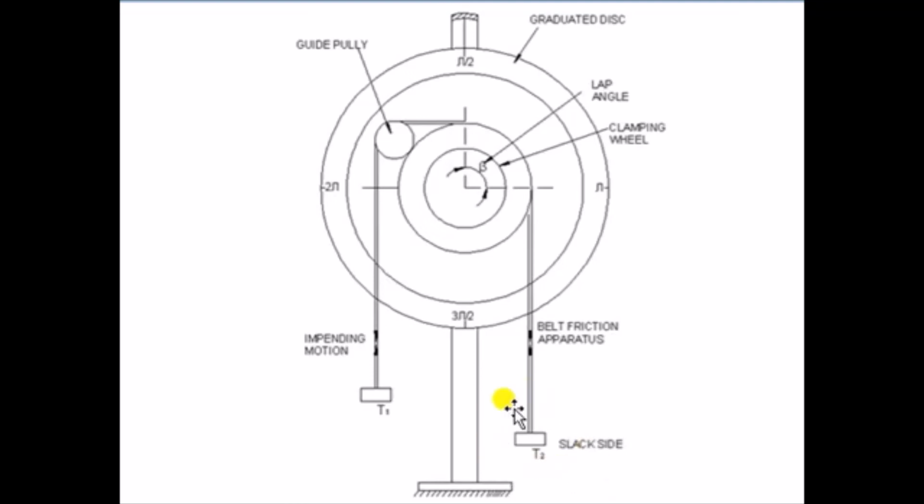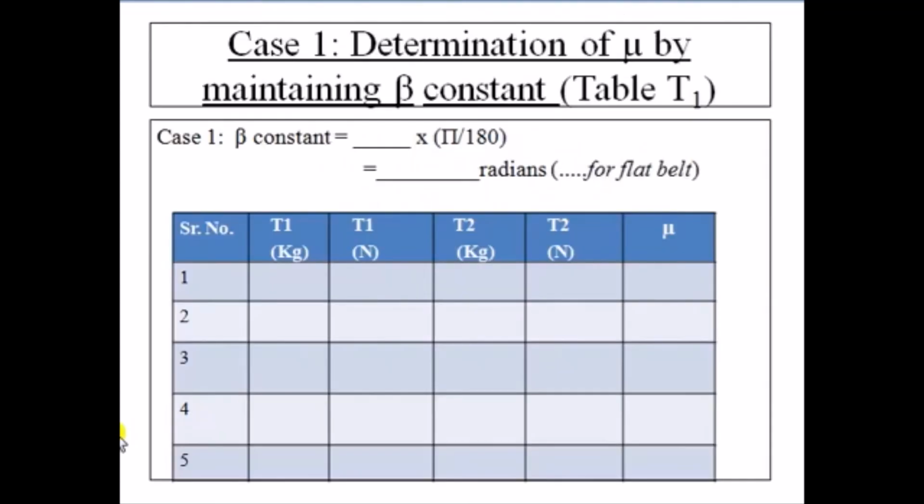In the second case, we will keep this weight T2 constant, and we will keep varying the angle beta. So this is how we are going to get four tables. The first table is case 1 where we are keeping beta constant. For example, we take some value for beta and multiply it by pi by 180, and we get the value in radians.